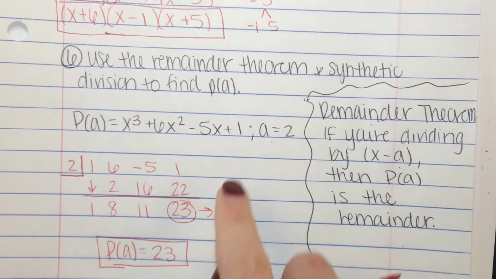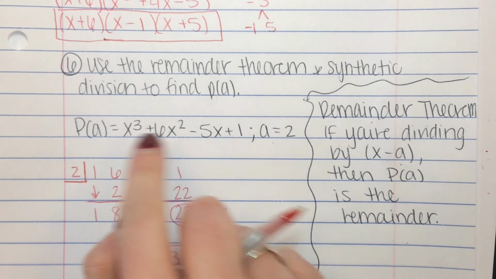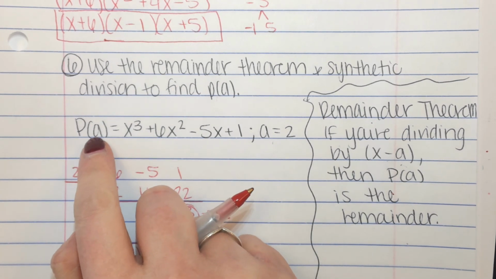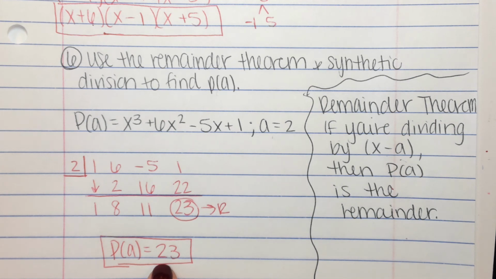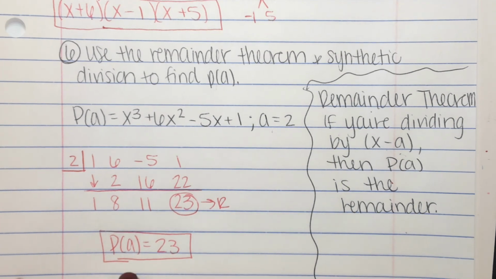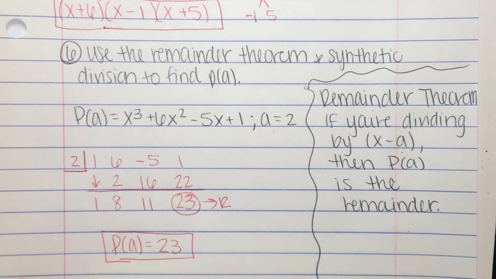Okay, so that means if A is 2, this is in function notation. If we plug 2 in for A, which would in turn go in for X, we would get 23. Okay, so I think you have 2 problems like this in Math Excel, but when it says find P of A, it's just asking you what the remainder is, and we know that that works because of this theorem.